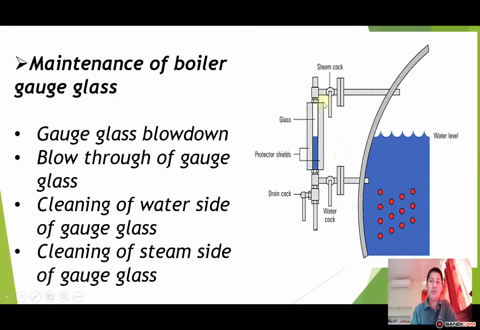So this is a small component but a big impact to your boiler operation as well as in general to your ship operation. So this is very important to maintain in order to work in good working condition. So I will show you, or let us take a look at, the blowdown procedure as part of the maintenance of the boiler gauge glass. Please watch this video because this is part of the discussion for the maintenance of the boiler gauge glass.